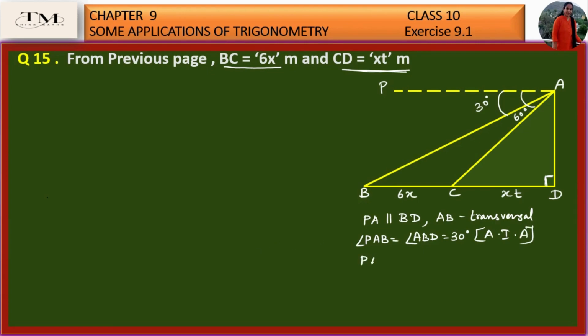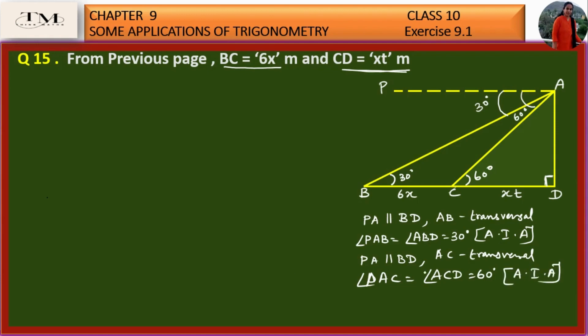In the same way, PA is parallel to BD and the transversal is AC. If AC is the transversal line, we have angle PAC equal to angle ACD. This is 30 degrees and this is 60 degrees, so it is in increasing order. So angle PAC will be equal to angle ACD, which is 60 degrees. This is because alternate interior angles are equal.